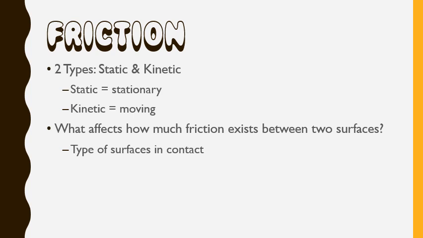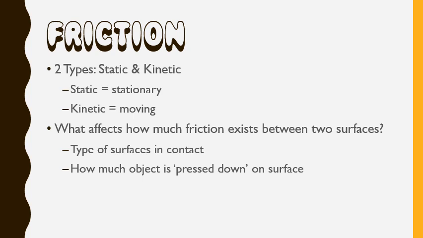But that's not the only thing that affects the amount of friction. Friction is also affected by how much an object is, I kind of put in parentheses, pressed down on the surface. So in other words, if you were to push down on something while you're trying to move it, there would be more friction and it would be more challenging to move than if you didn't push down on it.